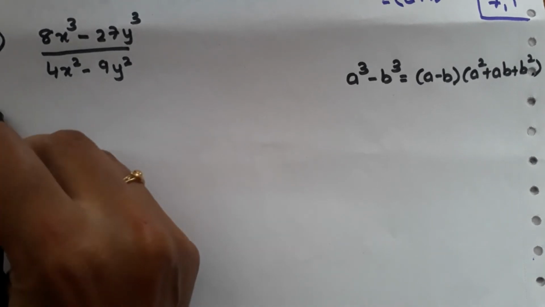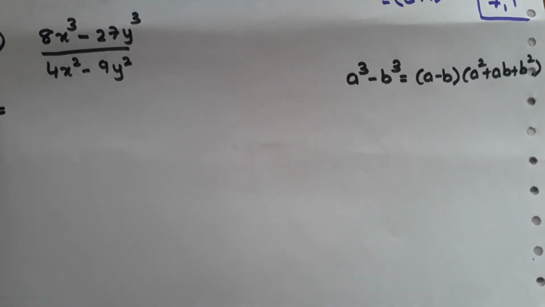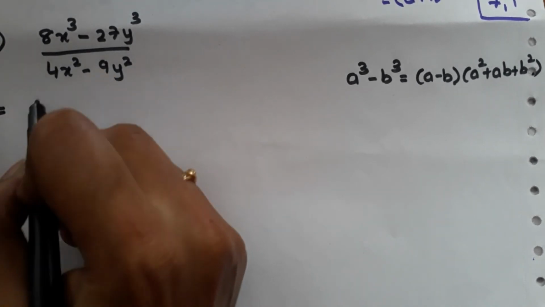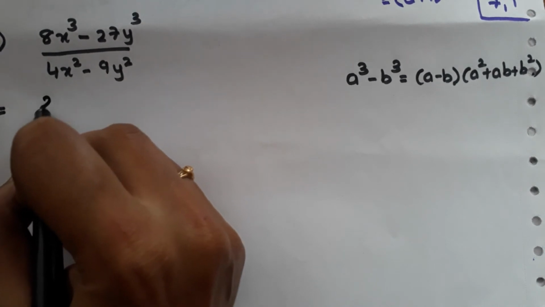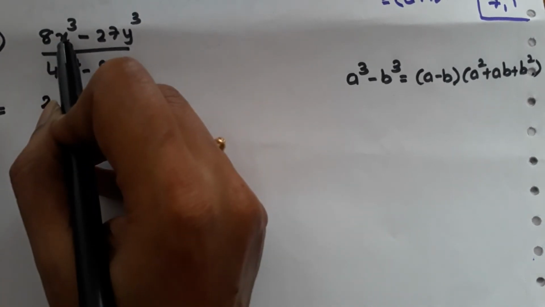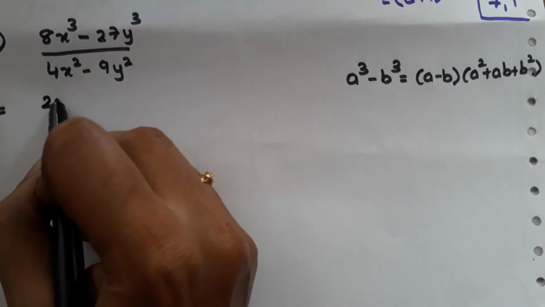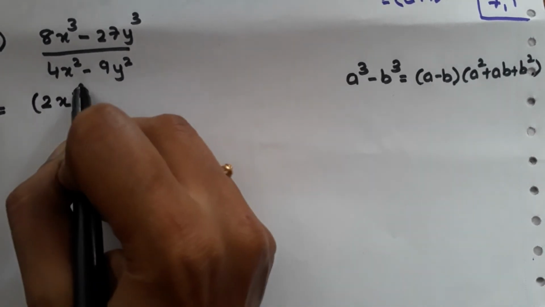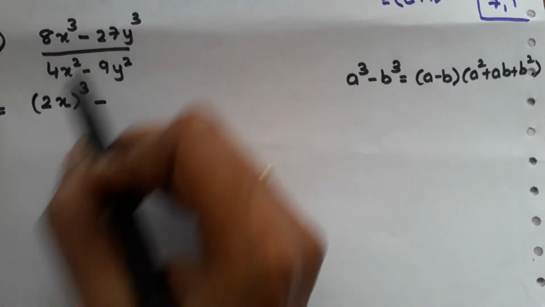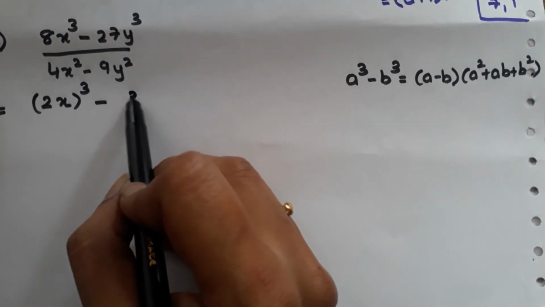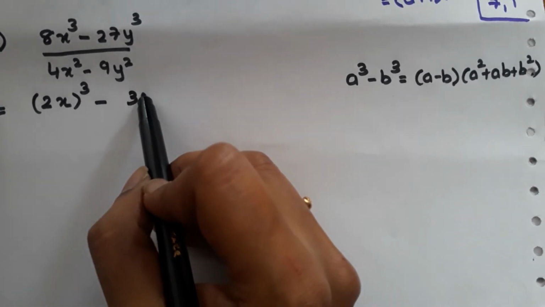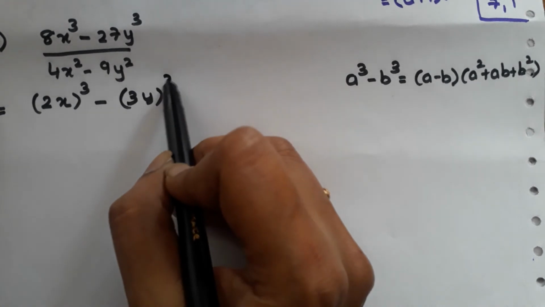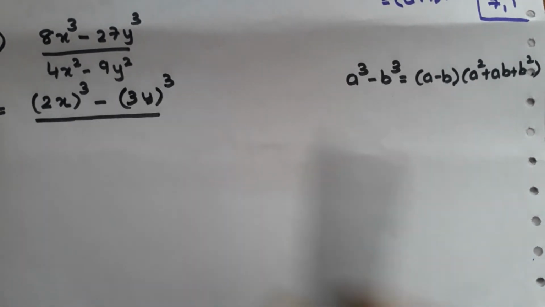But first, we have to write each term as a cube of an expression. 8 is cube of 2, x cube is a cube of x, minus 27 is a cube of 3, y cube is a cube of y, upon.